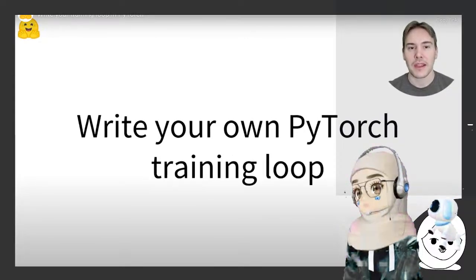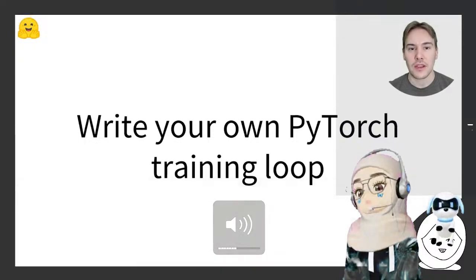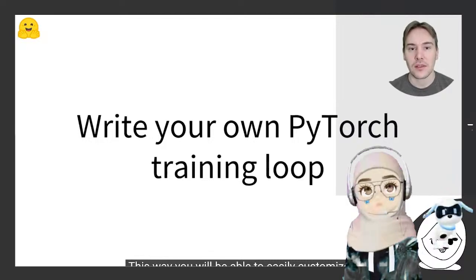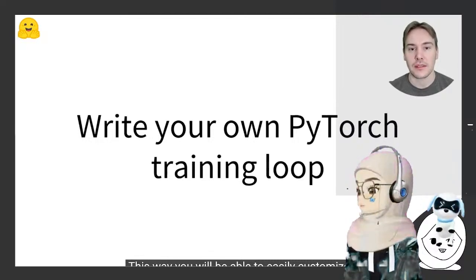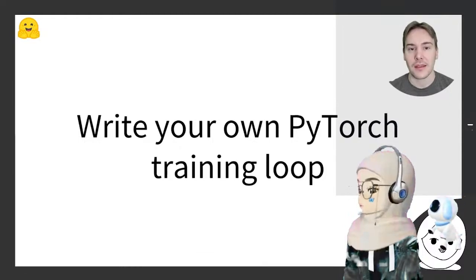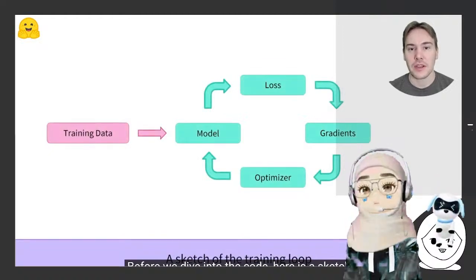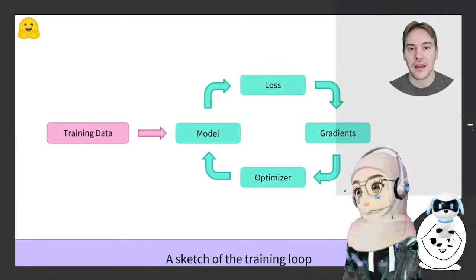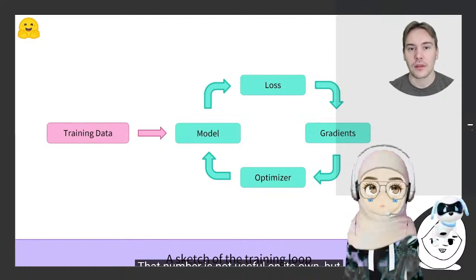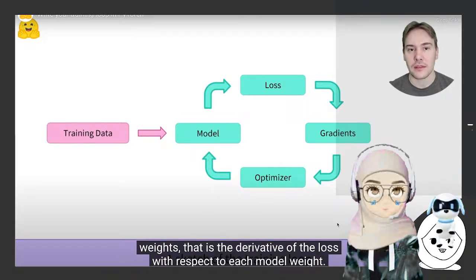Write your own training loop in PyTorch. In this video, we'll look at how we can do the same fine-tuning as in the trainer video, but without relying on that class. This way, you'll be able to easily customize each step of the training loop to your needs. This is also very useful to manually debug something that went wrong with the trainer API. Before we dive into the code, here is a sketch of a training loop. We take a batch of training data and feed it to the model. With the labels, we can compute the loss. That number is not useful on its own, but is used to compute the gradients of our model weights.